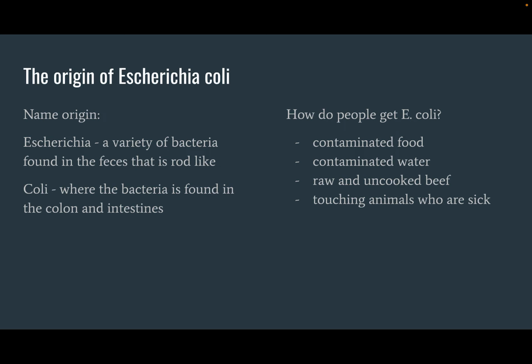So how do people get E. coli? Well, people can get E. coli from contaminated food, contaminated water, dealing with or eating raw and uncooked beef, and touching animals who are sick and have E. coli.